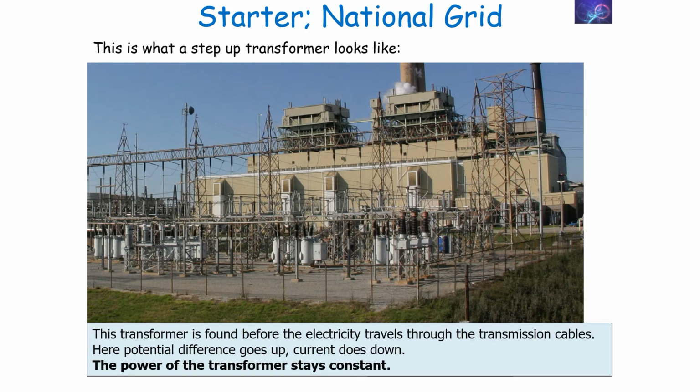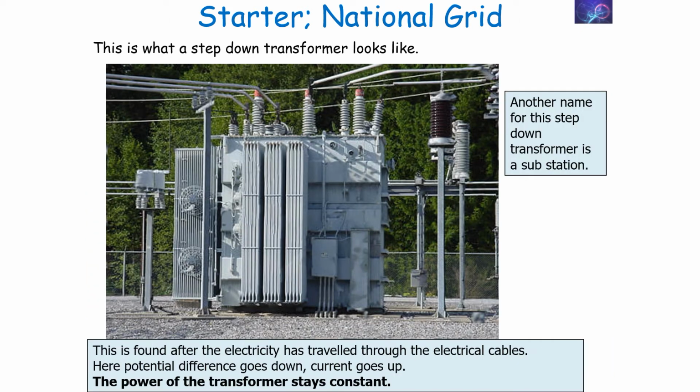So a step-up transformer is the transformer found before the electricity travels through the transmission cables. Here the potential difference goes up, the current goes down, but the power of the transformer stays constant. And this is what a step-down transformer looks like, or what we sometimes call them in the real world, a substation. This is found after the electricity has travelled through the transmission cables, and here the potential difference goes down, so the current goes up and the power of the transformer stays constant.